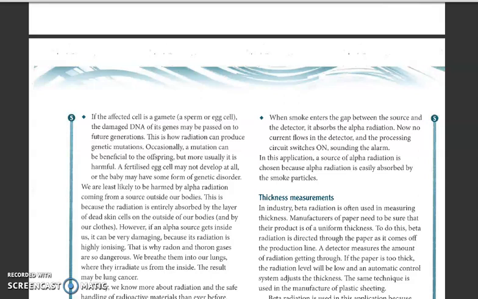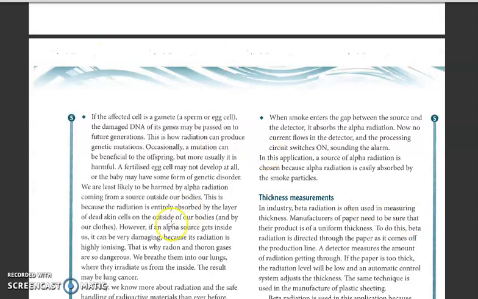Once it is absorbed and goes inside, it is very dangerous because it has a greater capacity for ionizing when compared to other radiation. This alpha radiation is safe when it is outside, but when it enters our body it affects the system. So we are least likely to be harmed by alpha radiation coming from a source outside our body.